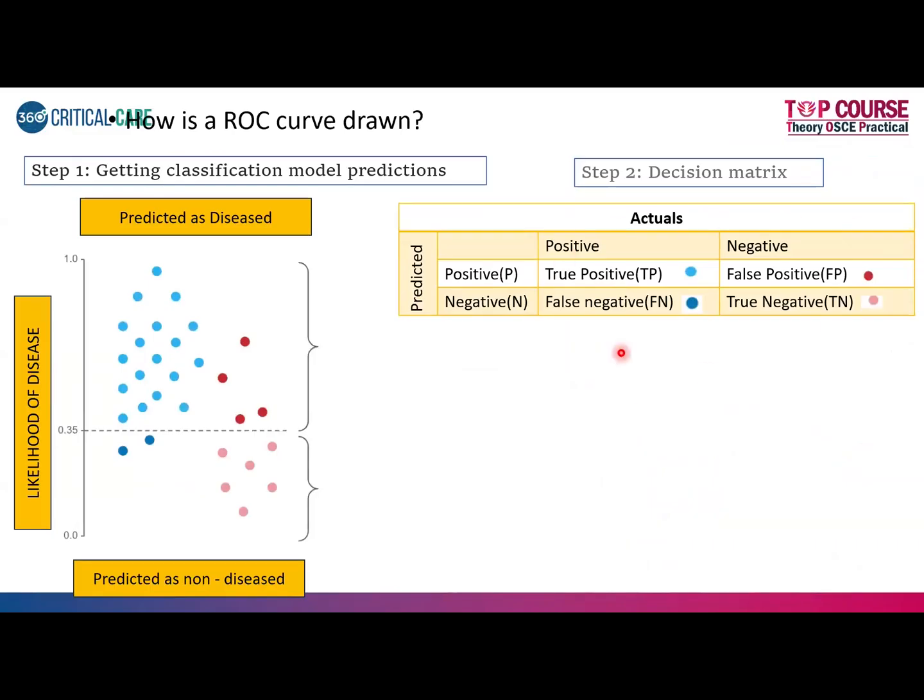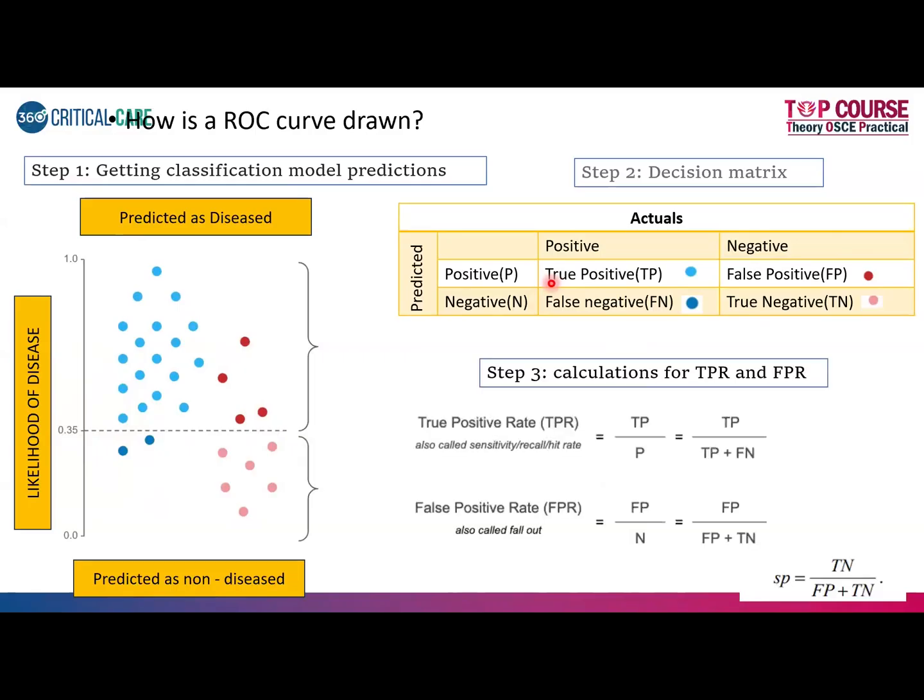We have a decision matrix. Basically, we just choose a cutoff. Say 0.35 is the cutoff. We have the true positive, the true negative, the false positive, and the false negative. And we plot it in our decision matrix. So this is how we calculate the sensitivity and we calculate the specificity or the false positive rate.